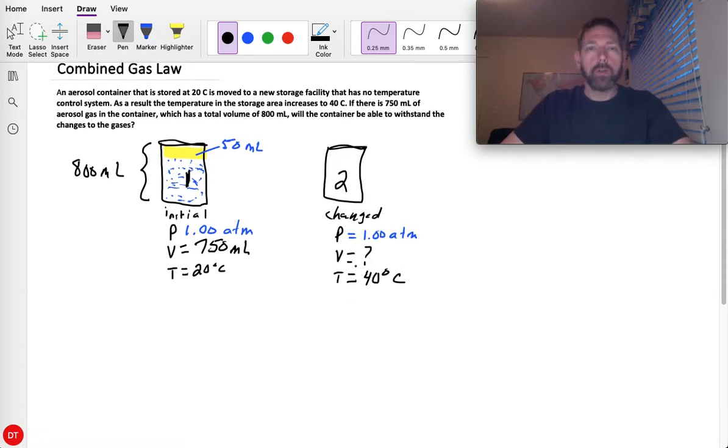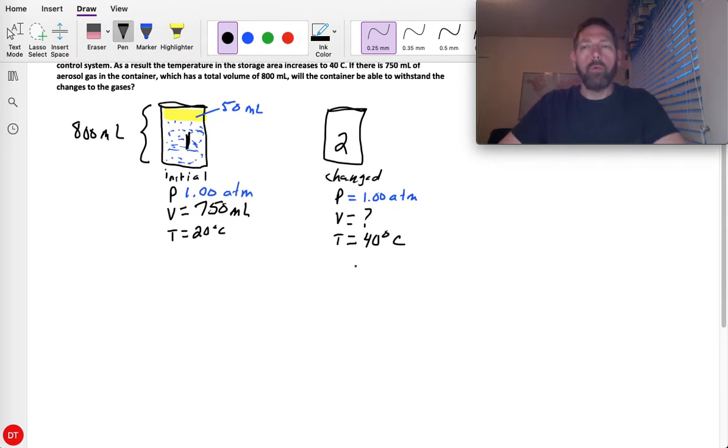Okay. So when we're done, we will look at this value here, and then we'll ask ourselves, is it greater or less than 800? If it's less than 800, then obviously the container will be able to withstand the changes in the gas, because those gases would push outward, right?